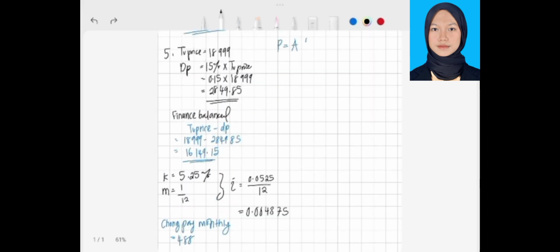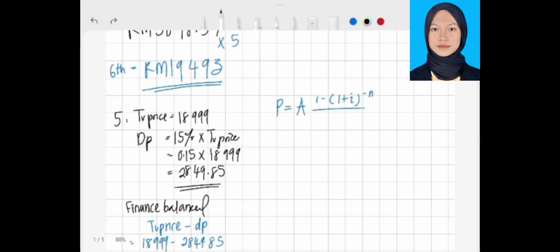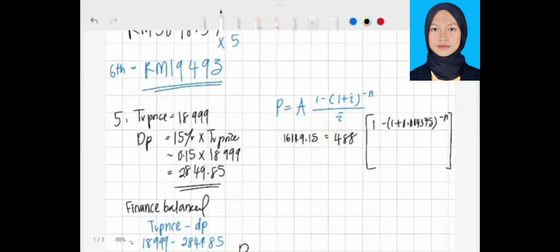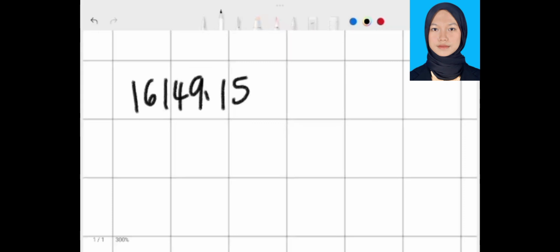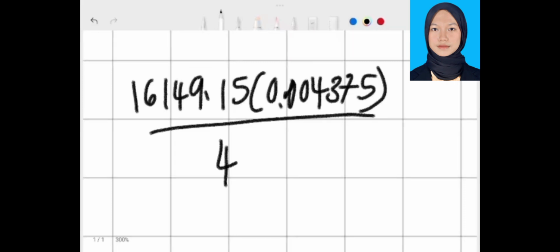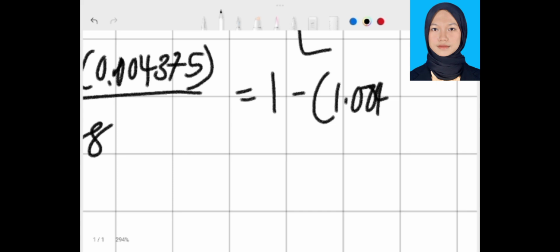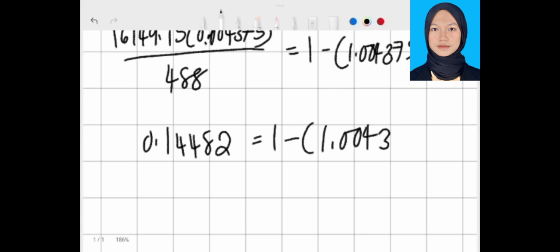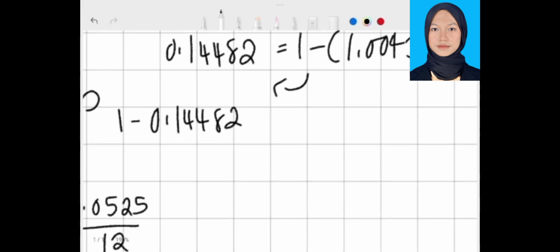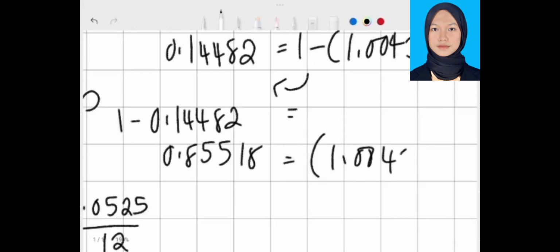B equal to A, 1 minus (1 plus I) power of negative N, over I. So we just put it in: 16149.15 equal to 488, in the bracket 1 minus (1 plus 0.004375) power of negative N, over 0.004375. Then 149.50 in the bracket, 0.004375 over 488 equal to 1 minus 1.00435 power of negative N. 0.1448 equal to 1 minus 1.00435 power of negative N. So we need to use the log function. We move the 1 over, so 1 minus 0.1448, we get 0.8558 equal to 1.00435 power of negative N.